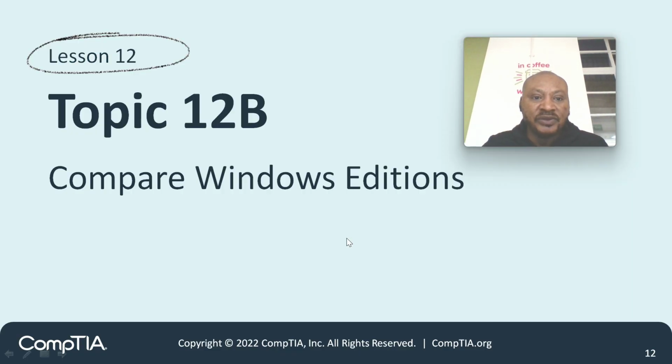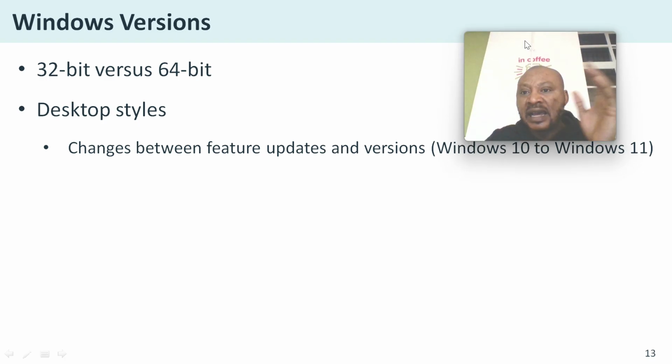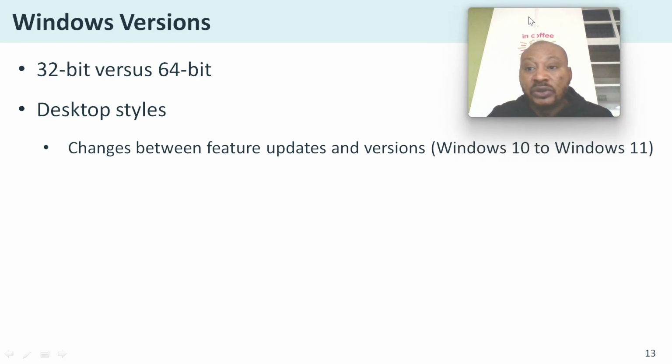So that is it. We move now to 12B. Now we'll look at how we compare Windows editions. We have many Windows editions. The first thing we'll look at is the Windows bit type. Windows has a 32-bit version and a 64-bit version. Earlier in our classes, we explained those versions, the 32-bit and 64-bit OS, and what each can do. We also explained processor architecture types.